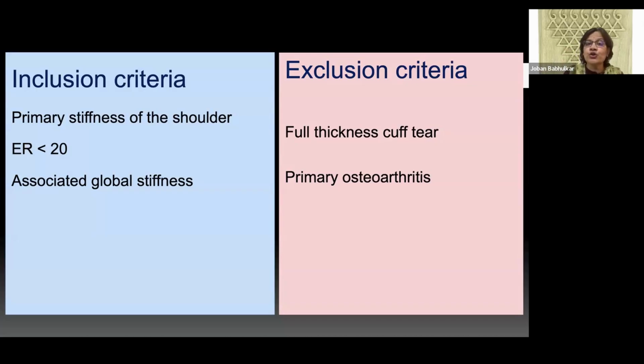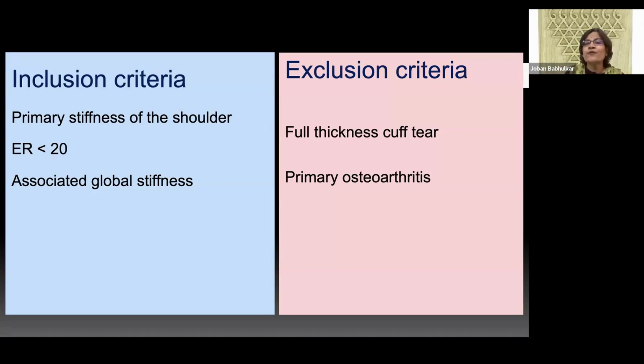Which are the patients you do not include? Most definitely case of primary osteoarthritis. Why? Because patients of primary osteoarthritis obviously also have a reduced external and internal rotation, but their pathology doesn't lie in the CHL. Their pathology lies in the glenohumeral joint. There is no point in doing that high volume injection.